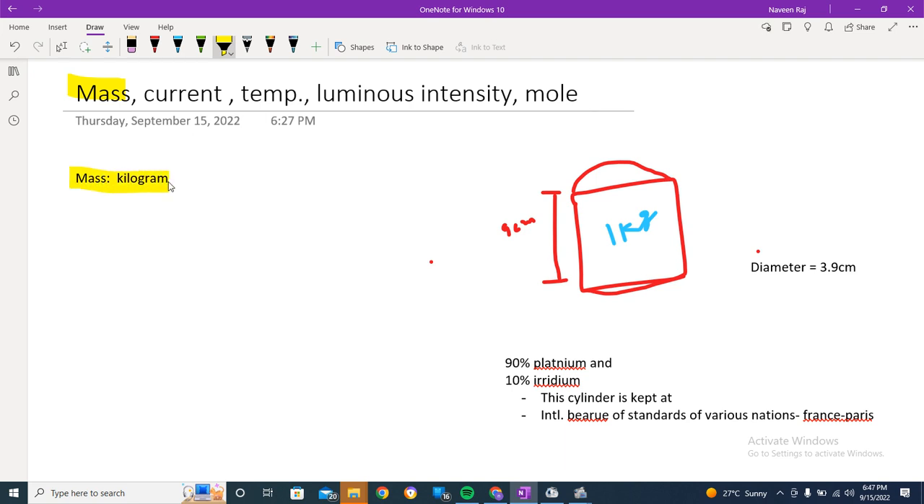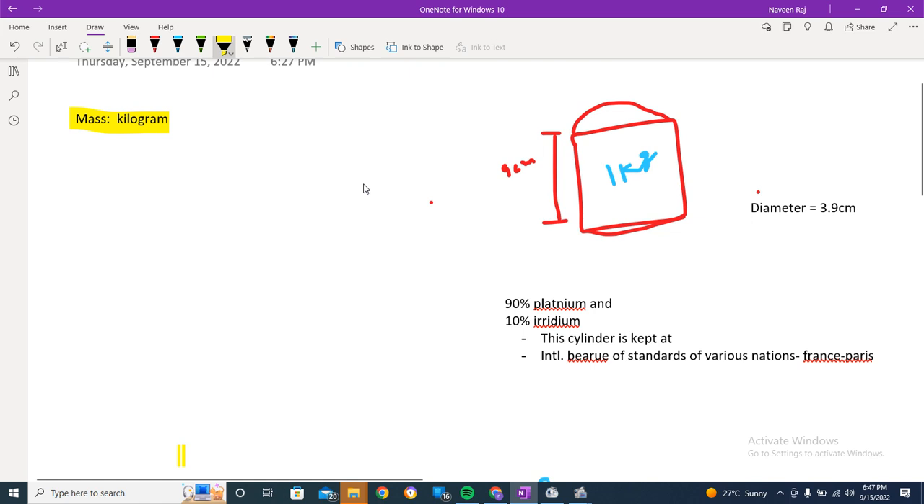Mass is measured in kilogram. How can we say that we have a particular amount of substance, a particular mass, that is 1 kg? Basically the history lies in a cylinder alloy that is kept at the International Bureau of Weights and Measures in Paris, France.